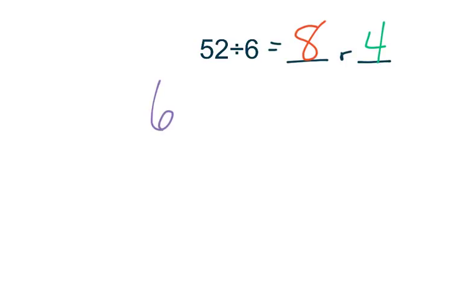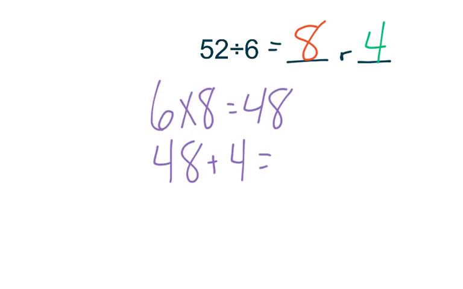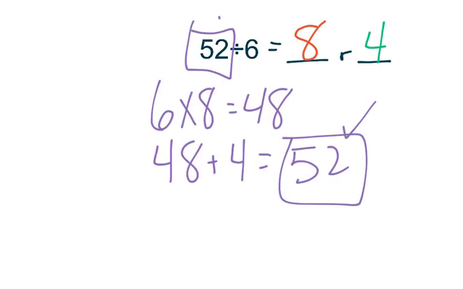I'm going to check with multiplication. 6 times 8 gives me 48. 48 plus 4 gives me 52, which is my dividend.